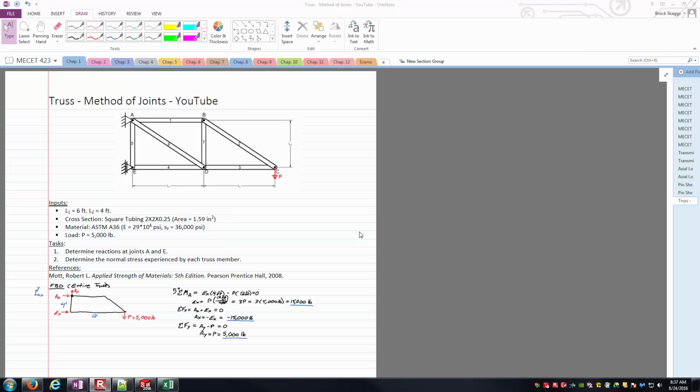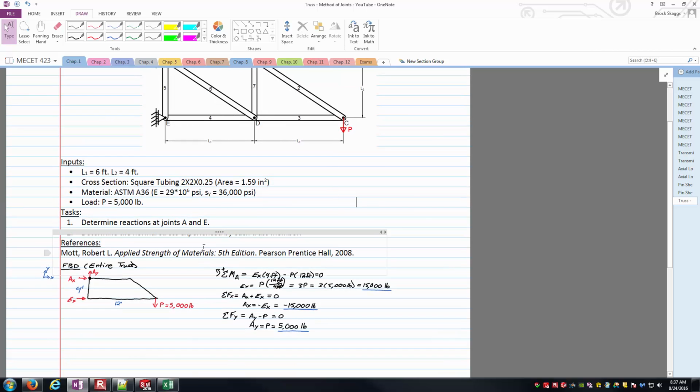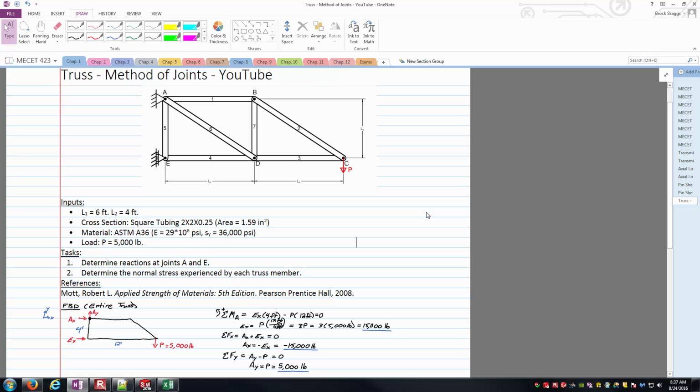In our first video we started on this truss problem where we were intending to use the method of joints in order to solve for the axial force carried by each member, also calculate the stresses, and solve for the reactions. It's kind of a secondary part of it. The video was getting a little long, so I cut off the first video when we completed task 1, determining the reactions at joints A and E.